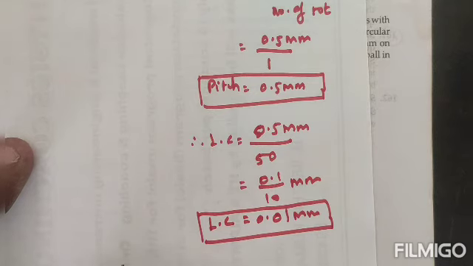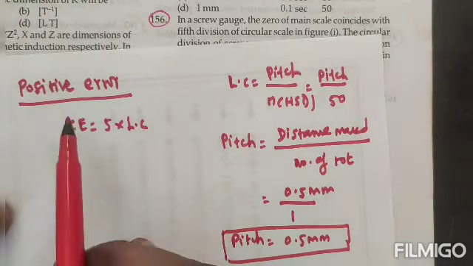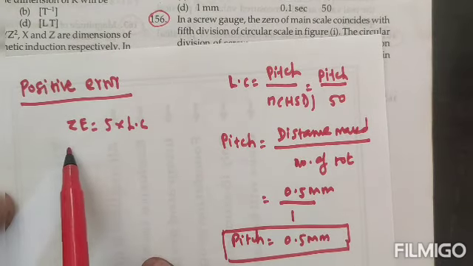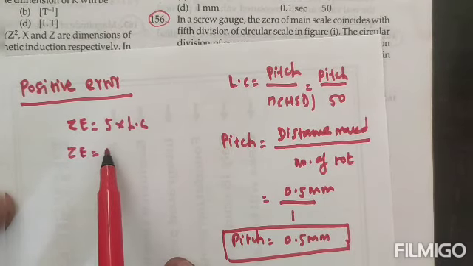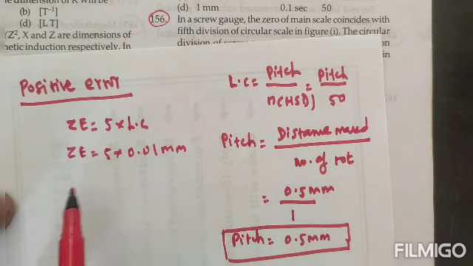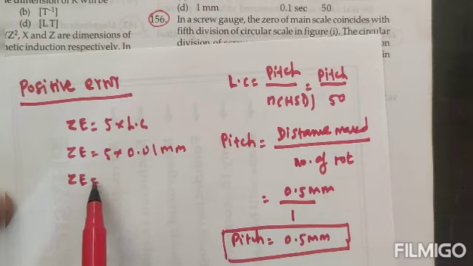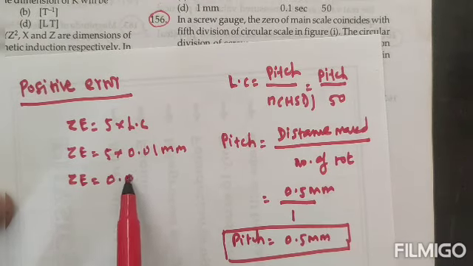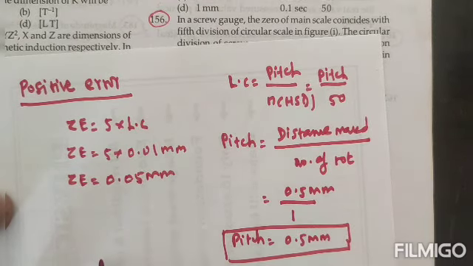Okay, now the least count is ready. So now let's come to the zero error. Zero error is equal to 5 into 0.01 millimeter. Therefore zero error is equal to 0.05 millimeter. Okay, zero error is ready.